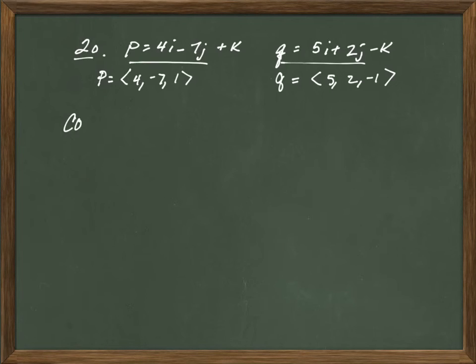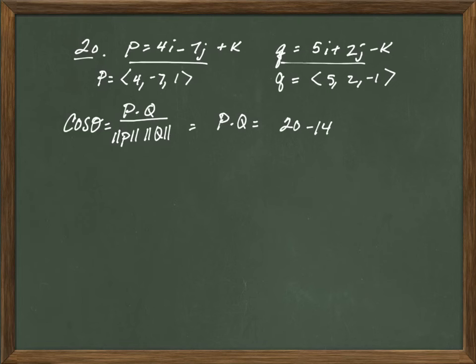So we know that cosine theta will be equal to the dot product of P and Q over the magnitude of P times the magnitude of Q. So the dot product of P times Q is equal to 20 minus 14 minus 1. So I get 5 for the top, P dot Q.